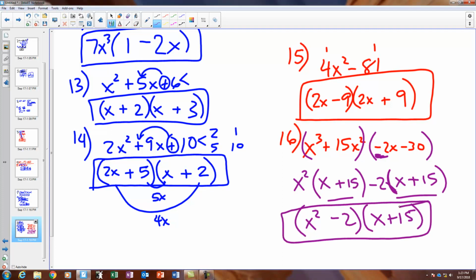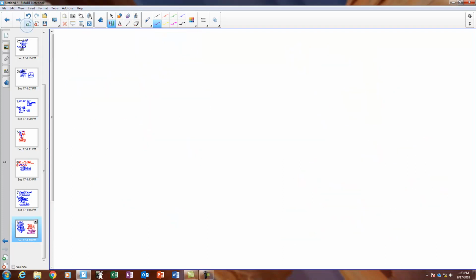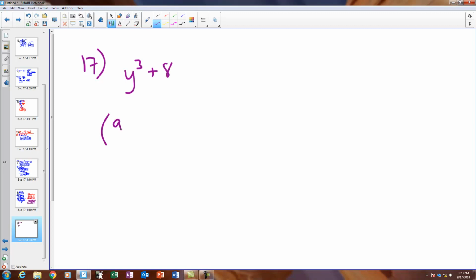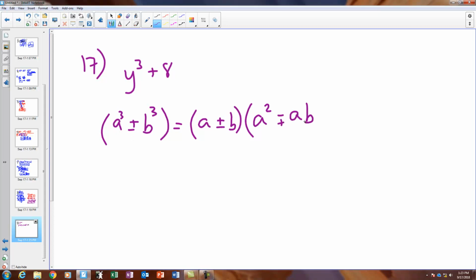All right. And then the last factoring question, I think, is number 17. I will give you the formula for this, y cubed plus 8. The formula is a plus or minus b, a cubed plus or minus b cubed equals a plus or minus b times a squared minus or plus ab plus b squared.